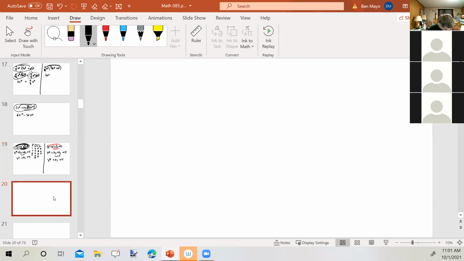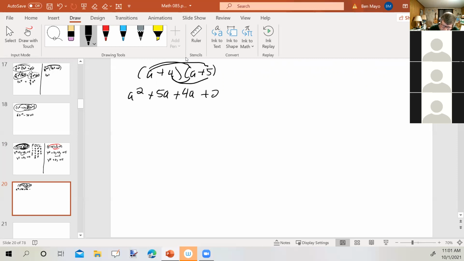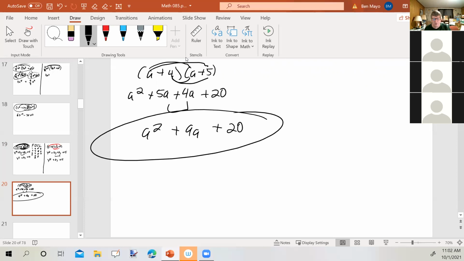All right. Let's see here. Suppose we have a plus 4 times a plus 5. So we get a times a is a squared. A times 5 is plus 5a. 4 times a is 4a. And 4 times 5 is 20. Combining like terms, a squared plus 9a plus 20, and there you get a trinomial, which is the product of the two binomials.